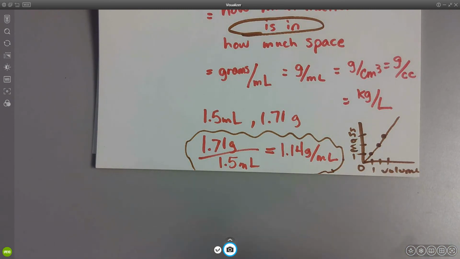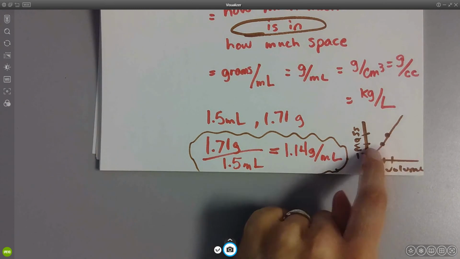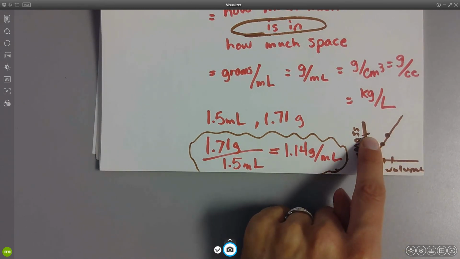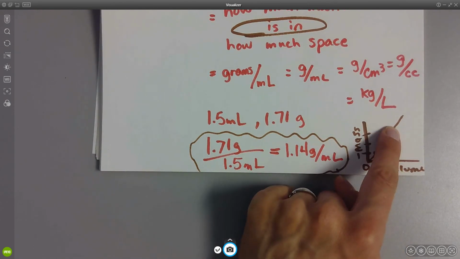Okay, so here's what we're going to do. We're going to measure the mass and the volume of a bunch of objects and make a graph like this, but we'll make a bigger one that has more different kinds of objects on it. And we'll see how this all compares to water. Cool? All right.